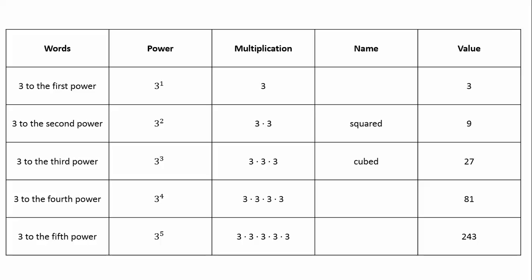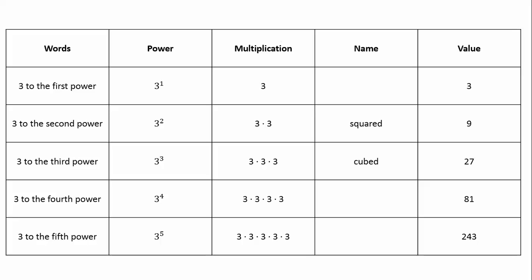3 to the fourth power, we write the base 3 with the exponent of 4, and if we write it out, it's 3 times 3 times 3 times 3, which is 81. Finally, 3 to the fifth power, so you can see a pattern here, is a base of 3 with an exponent of 5, and if you multiply it out, you get 243.